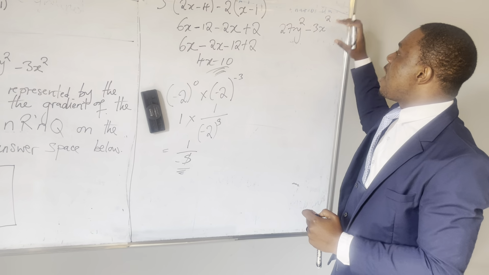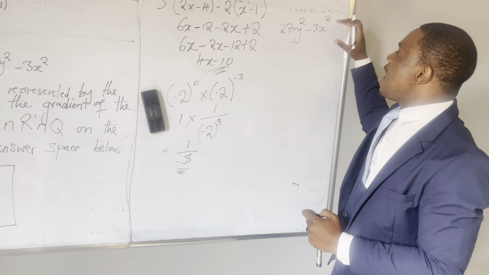But when you look at the coefficients, 3 and 27, the number that can go into both is 3. So we can write 3 outside, then we open. 3 into 27 will give us 9y squared. Then minus, 3 into 3 is 1, so 1 times x squared, that is x squared.